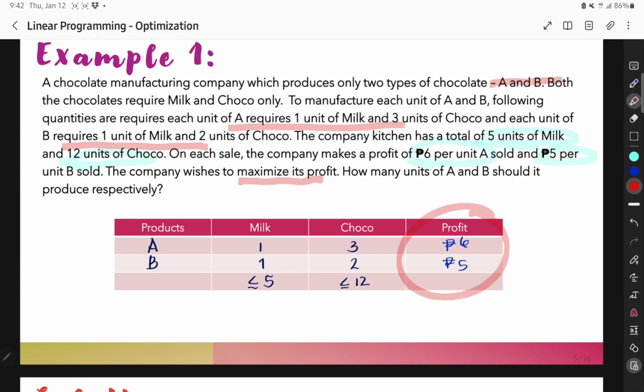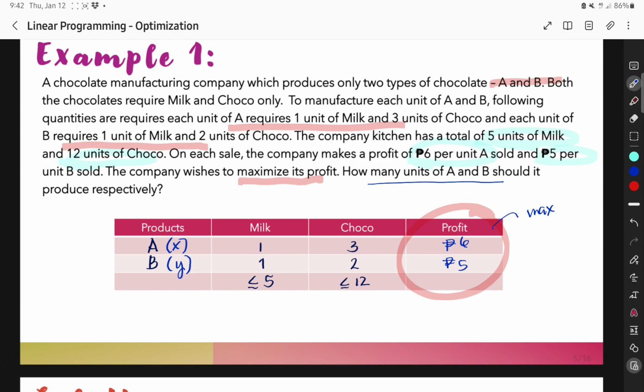So the profit, we maximize, no? The question is how many units of A and B. So these are your decision variables, what the question asks, right? So let this be our X and let this be the Y. Okay, so here is a table that summarizes the information in our problem.